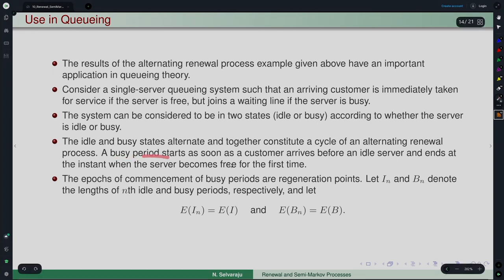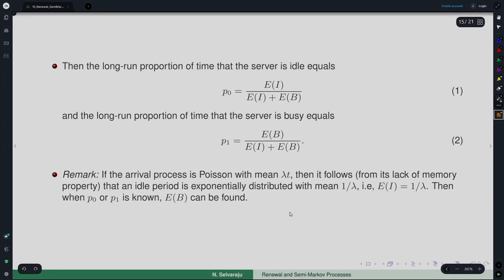A busy period starts as soon as a customer arrives before an idle server and ends at the instant when the server becomes free for the first time, right. So, the epochs of commencement of busy periods are regeneration points. Let In and Bn denote the lengths of the nth idle and nth busy periods, with means E[I] and E[B]. Then the long run proportion of time the server is idle equals this expression, and the long run proportion of time the server is busy is this expression.